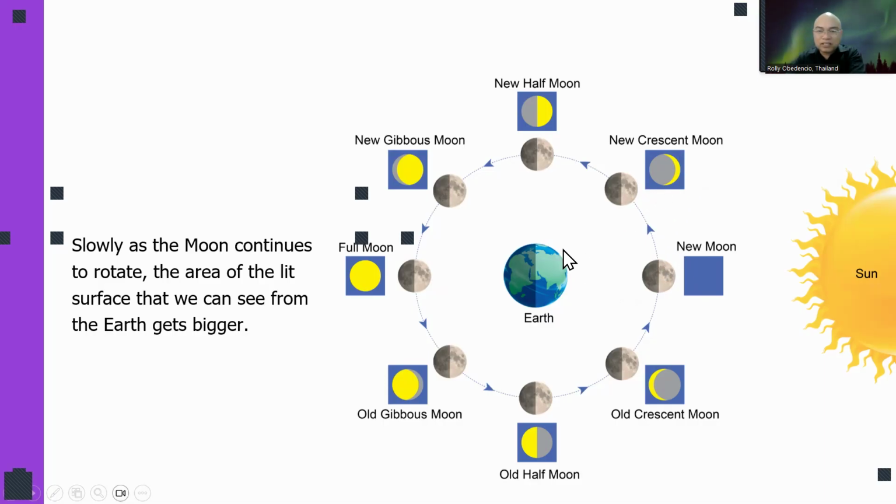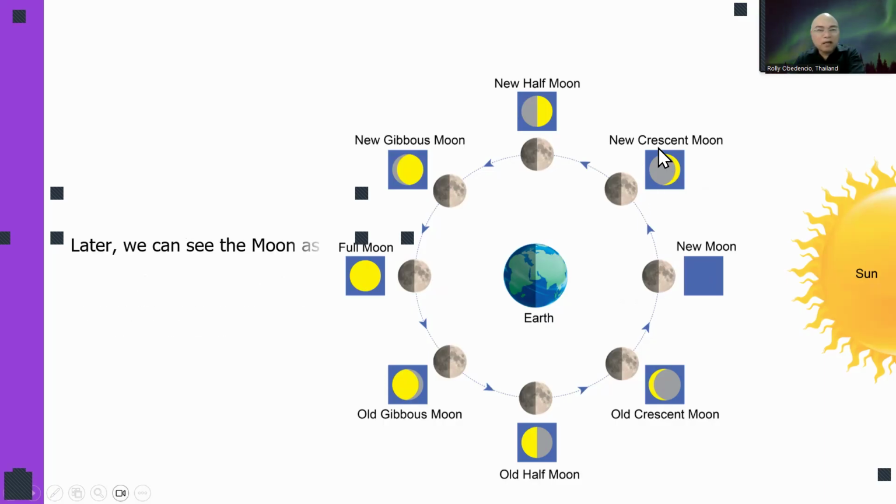This is what we see from our eyes. It becomes bigger, from nothing to something small, but it's becoming bigger. It's called the new crescent moon, because this is how it's shaped, like a crescent moon. And later we see the moon as the full circle right here.